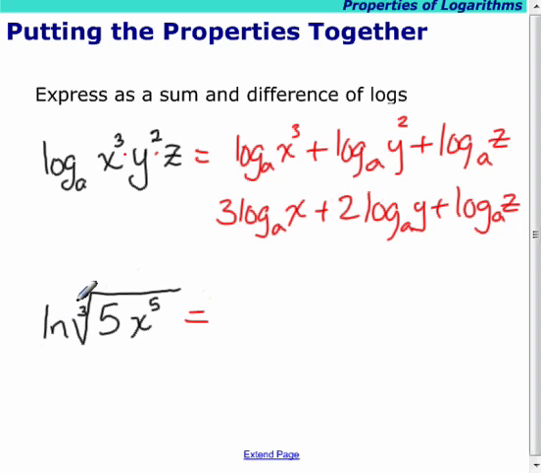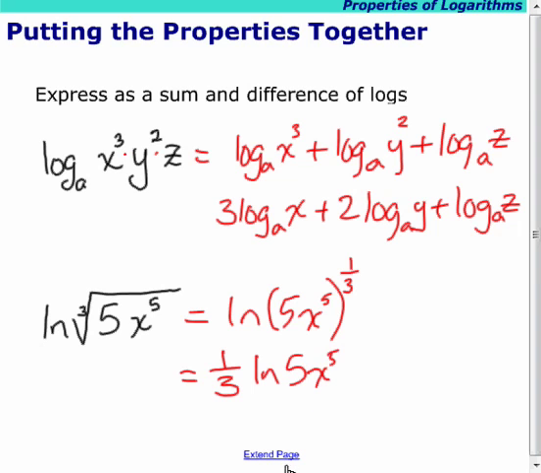Here's another one. ln of the cube root of 5x to the 5th. Okay, this cube root thing bothers me a little bit until I realize that, oh, I can just simply write that as a fractional exponent. Cube root would be 1/3. Oh, I could use the power rule and move that out front. So this would be 1/3 times ln of 5x to the 5th.